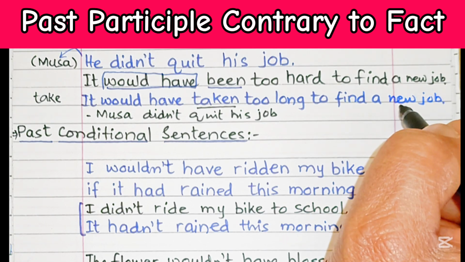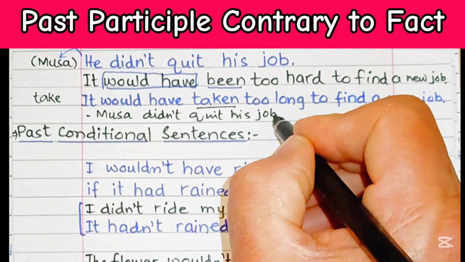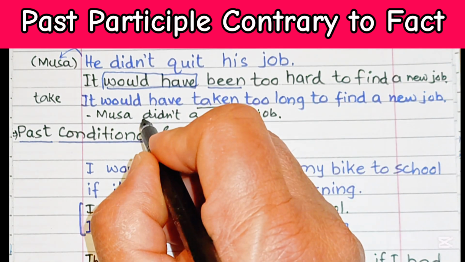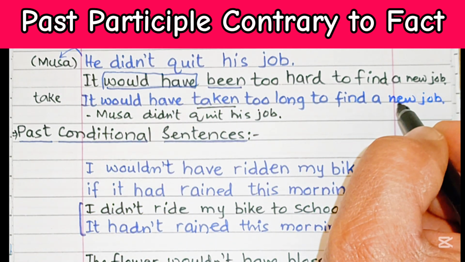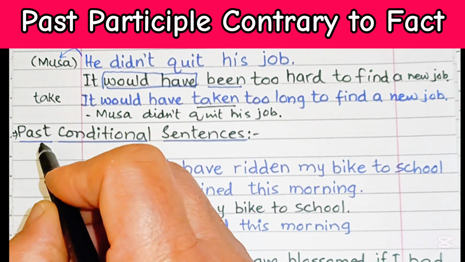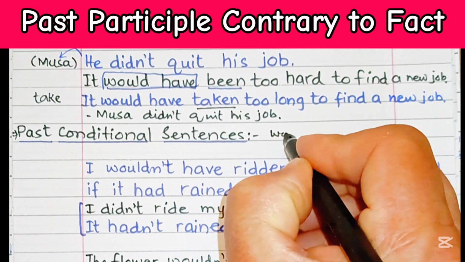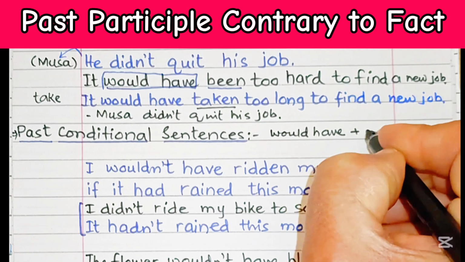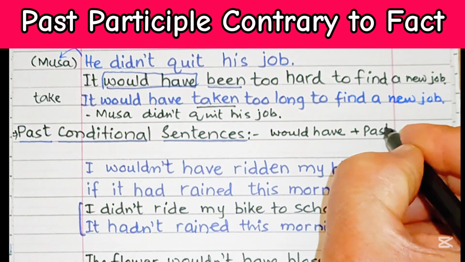This did not happen because he didn't quit the job. So if he had quit the job, it would have taken too long to find a new job. This structure, would have followed by past participle, may be used in past conditional sentences.